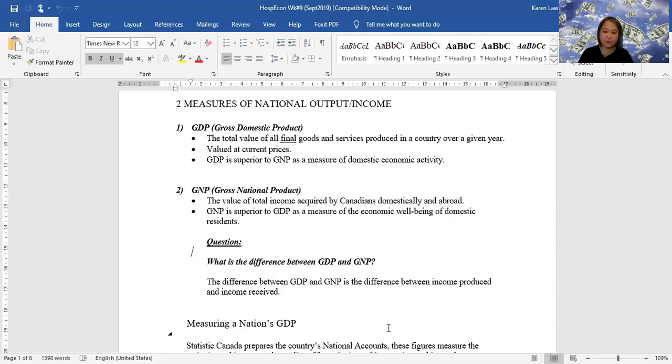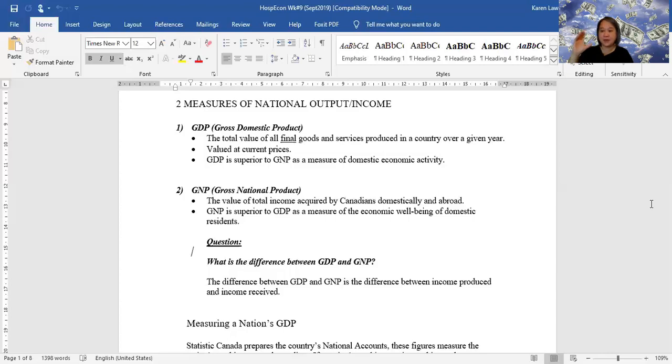I'll give you another example in terms of the difference between GDP and GNP. So let's say you decided to buy a hamburger, and let's say you're living in Vancouver right now. So let's say you decide to buy a hamburger from McDonald's. So that transaction, that hamburger shows up in Canada's GDP because that output was produced here and that expenditure, that transaction was completed in Canada.